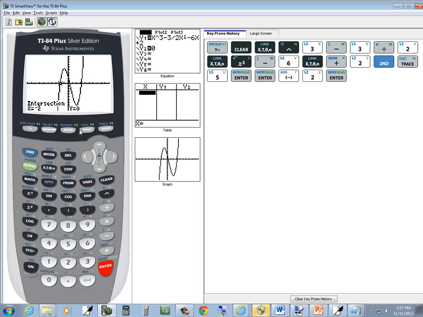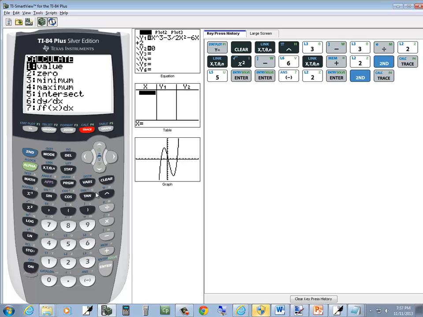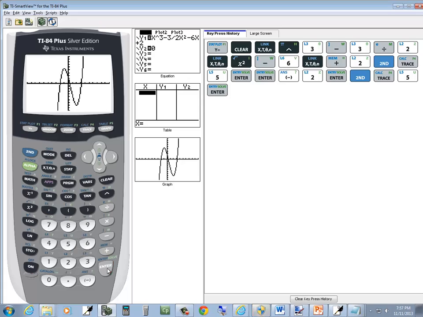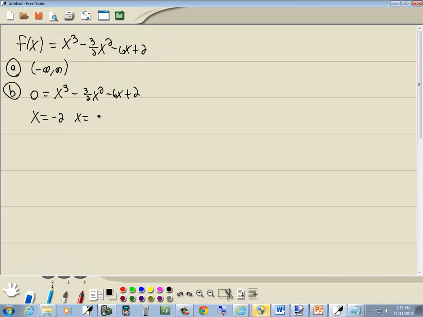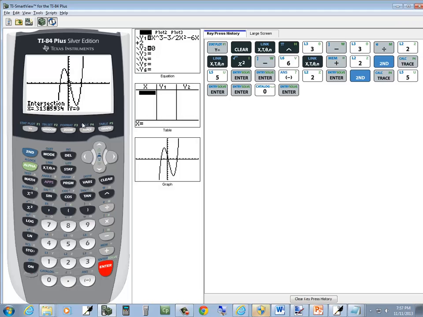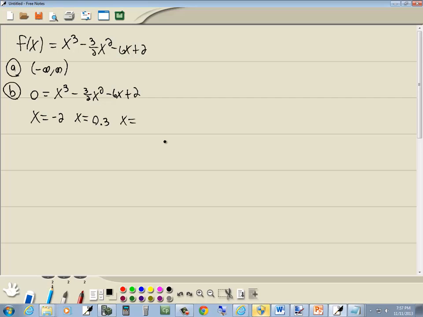Next one looks like a little bit past 0, but let's do second trace, choose intersect, enter, 0. And we get 0.3. Probably not a whole lot of need to take in more decimal places than that. And we've got one more place where it crosses the x-axis. So do second trace, choose intersect, enter, let me put in 4 for the guess. You'll find whichever one's closest, which is 3.2. So those would be our x-intercepts.